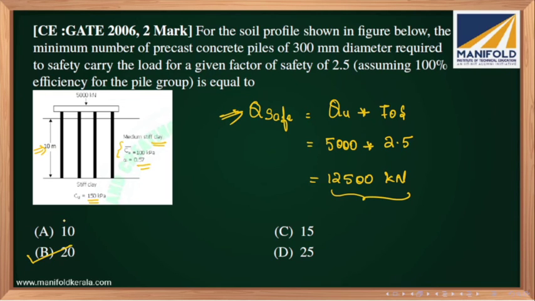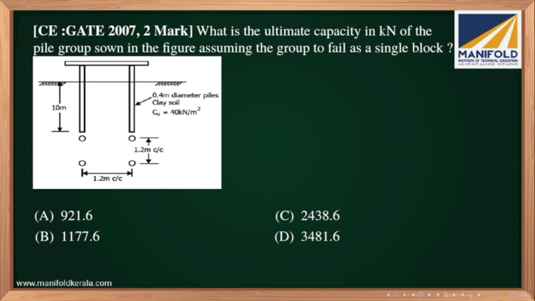If 5000 kilonewton of load is acting on the pile, then what will be the safe load carrying capacity? You have to multiply this with the safety factor. I want to design the pile, so the design engineer has to imagine that the pile has to carry a load of 12,500 kilonewton. So that is the safe load carrying capacity of the pile.